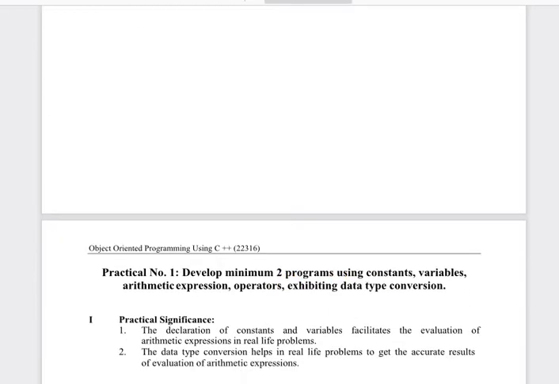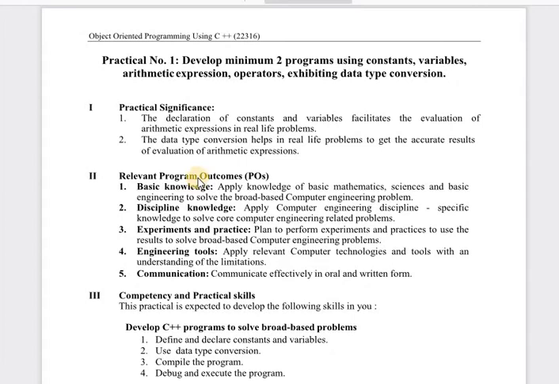So here is our first practical. Practical number 1: develop a minimum of 2 programs using constants, variables, arithmetic expressions, and operators, exhibiting data type conversion. So first of all, we will see the significance of this practical. Declaration of constants and variables facilitates the evaluation of arithmetic expressions in real life problems. Data type conversion helps in real life problems to get the accurate result of evaluation of arithmetic expressions.